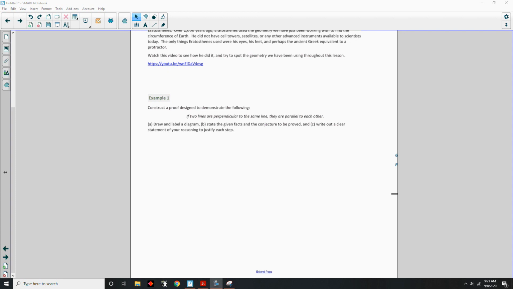Anyway, example 1. Construct a proof designed to demonstrate the following. If two lines are perpendicular to the same line, they are parallel to each other. A. Draw and label a diagram. So I want to draw two perpendicular lines to the same line. So here's how I would do that.